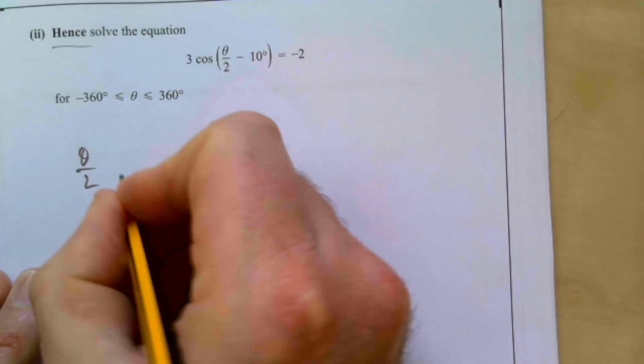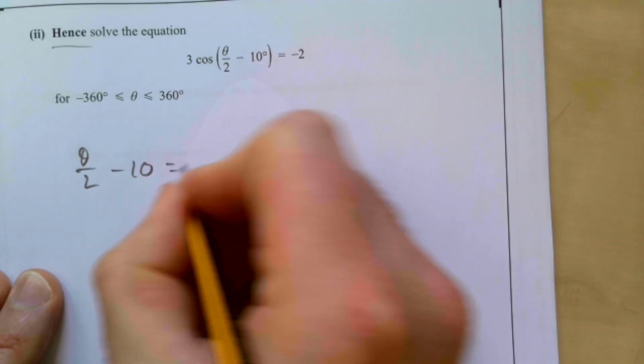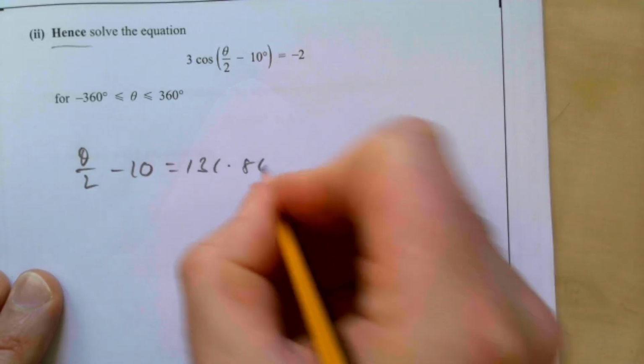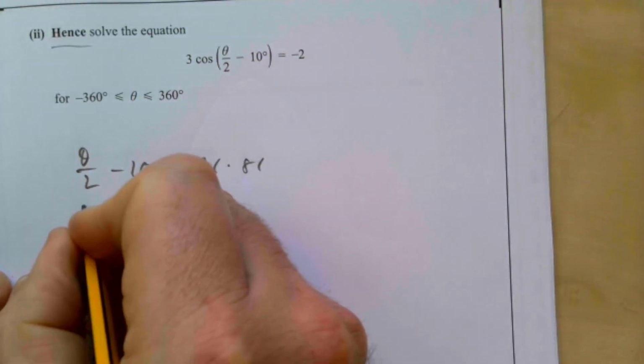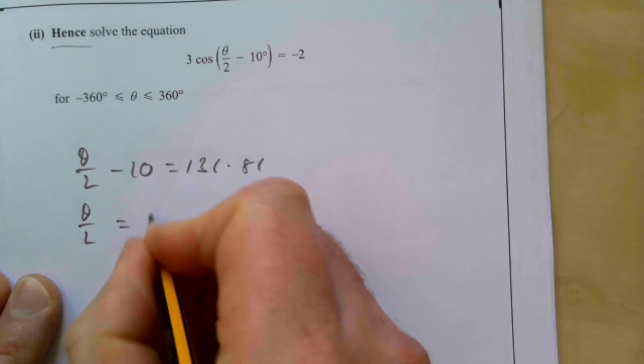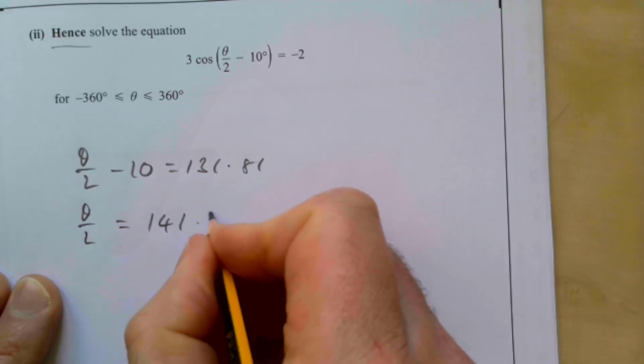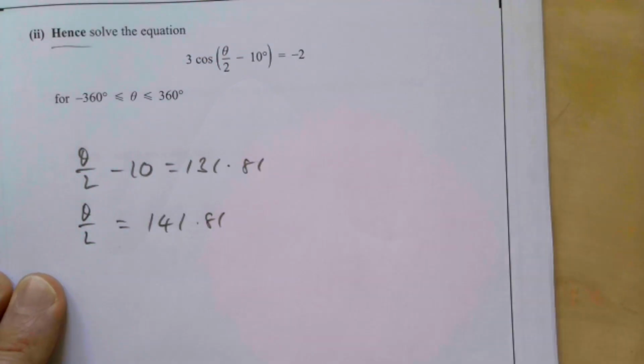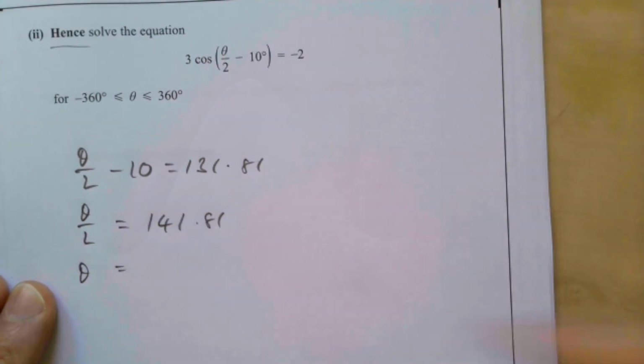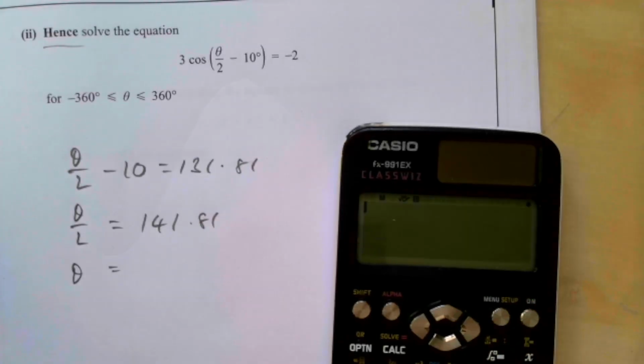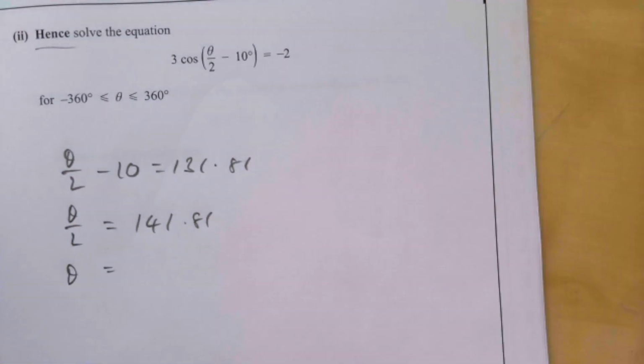So theta over 2 minus 10 is 131.81. That means theta over 2 is 141.81. And then theta, we're going to times that by 2. And that gives me 283.62.